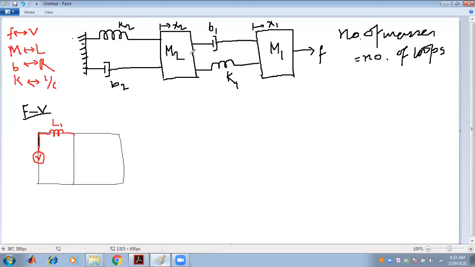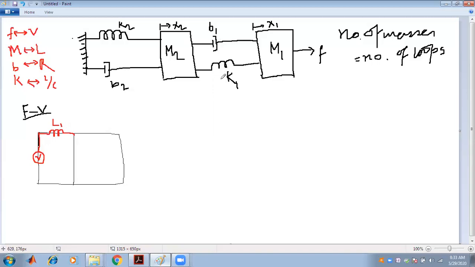Clear? So what is between M1 and M2? This is the common part between M1 and M2. This loop is for M1, this loop is for M2. So what is common between M1 and M2? One is B1 and one is K1.